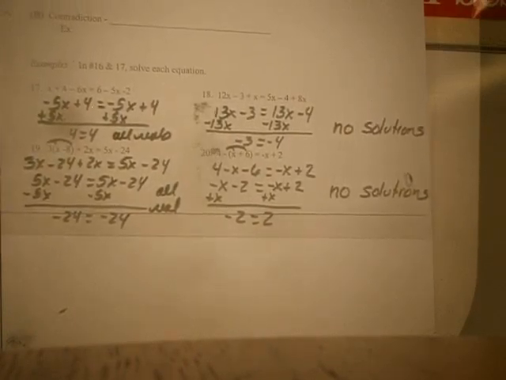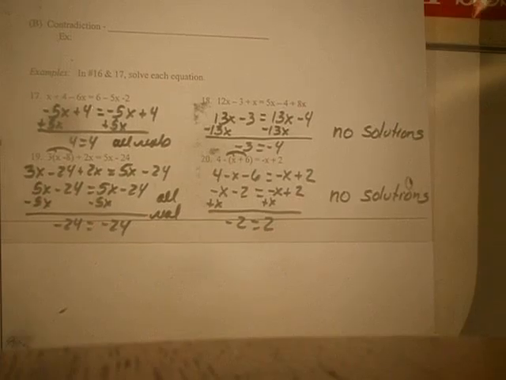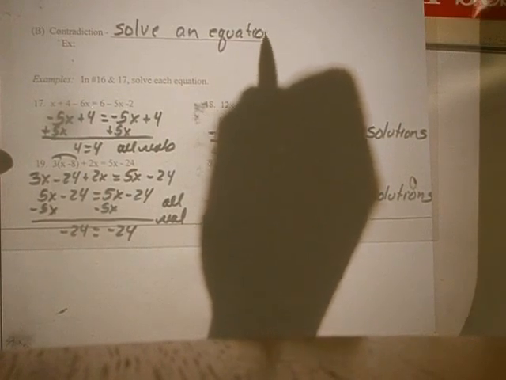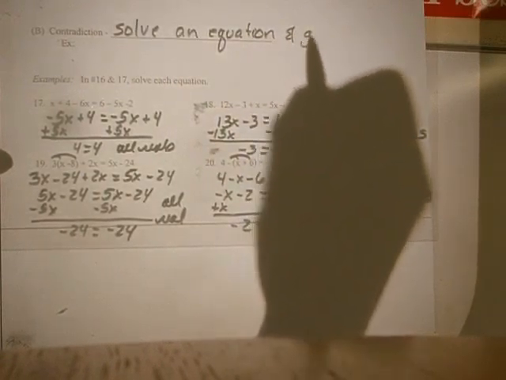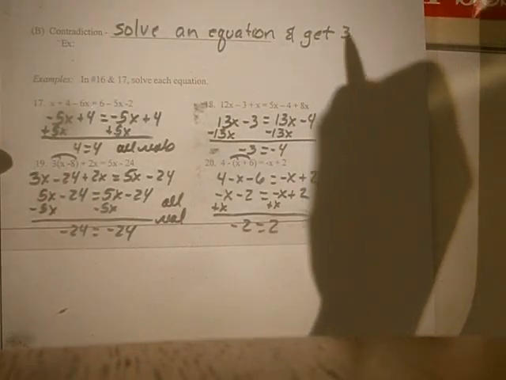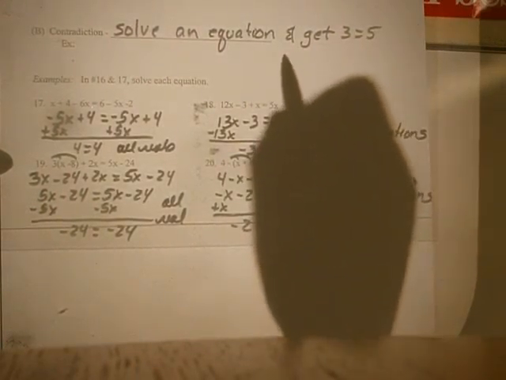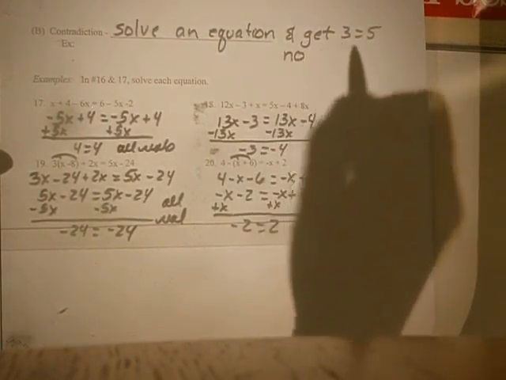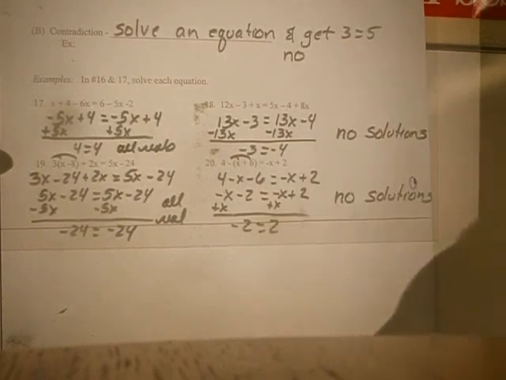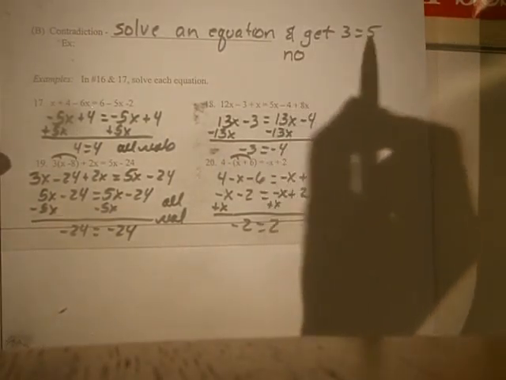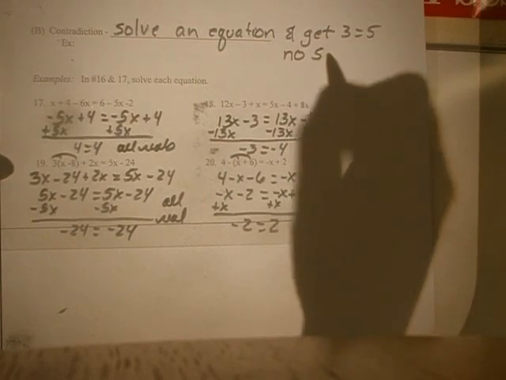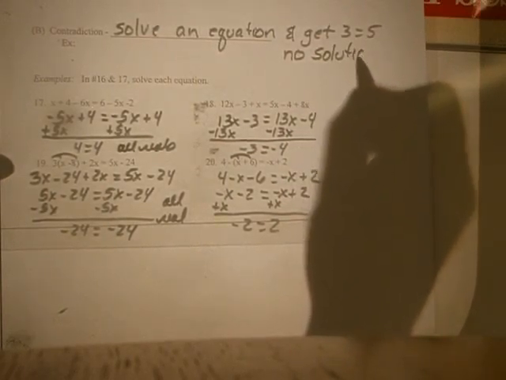And let's go back up, fill in identity and contradiction. For contradiction, I'm going to write solve an equation, and you get something like 3 equals 5. And this is just an example. Not going to be 3 equals 5 all the time. You get a statement that isn't true, and that means there are no solutions.